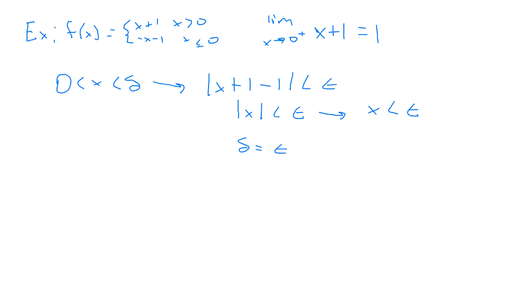So essentially we go back to what we did earlier and plug in. We have x plus 1 minus 1, so our f of x minus L is equal to the absolute value of x, which, since we're already defining it as being positive, is x, which is less than our delta, which we know is equal to our epsilon.